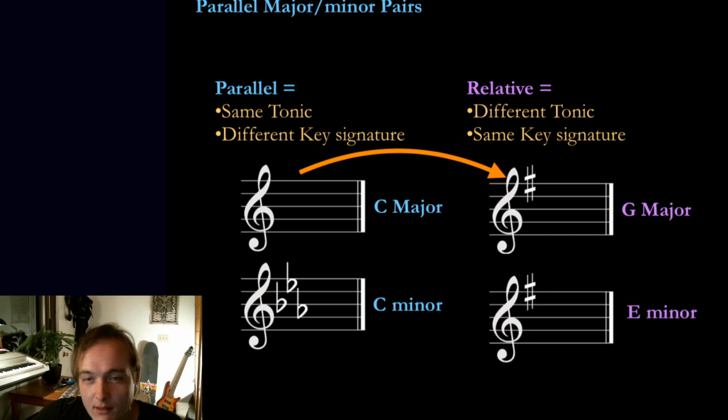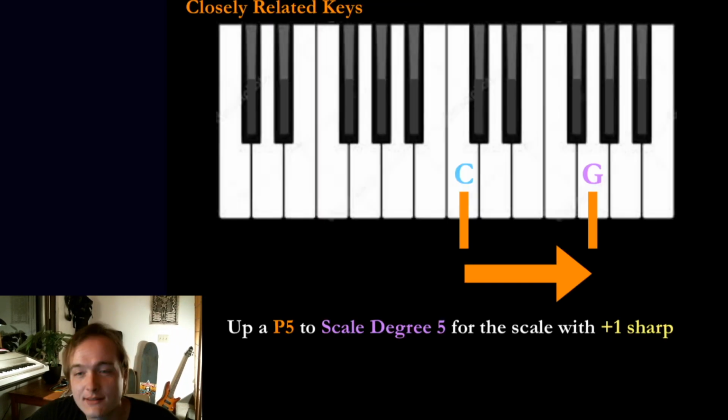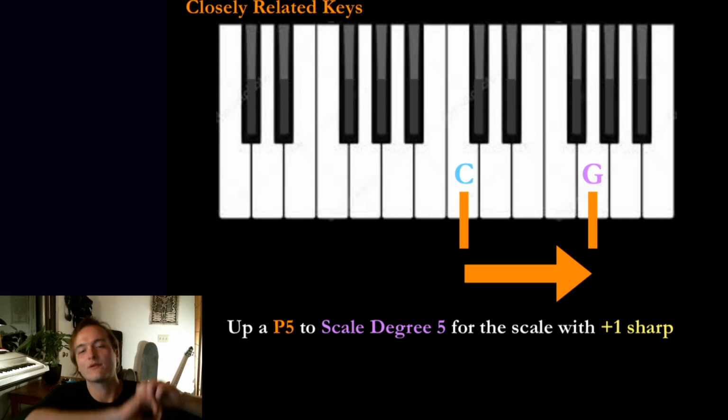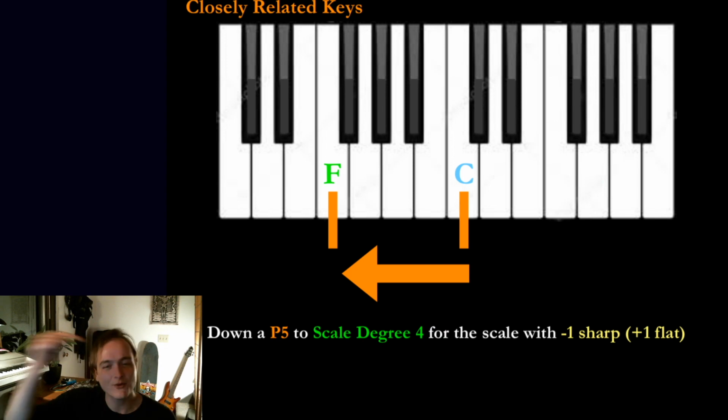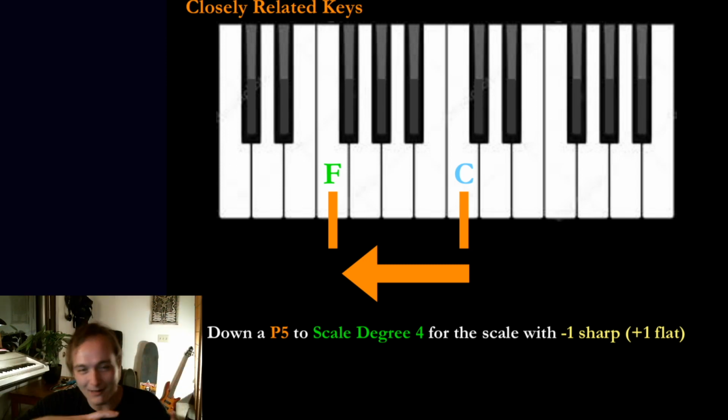All we need to do in order to get from C major to G major, plus 1 sharp, is go up a perfect fifth, up to scale degree 5, for the scale with plus 1 sharp. So that would be from tonic to dominant. Now you might have guessed it already, because the opposite would also be true. If we go down a perfect fifth to scale degree 4, that will be the scale with minus 1 sharp, 1 flat. That would be down a perfect fifth.